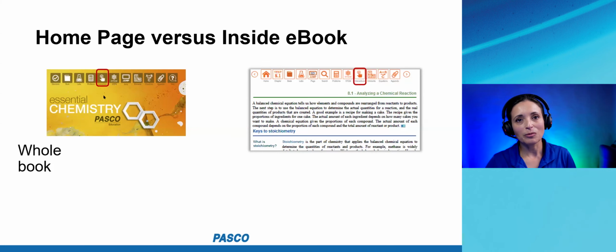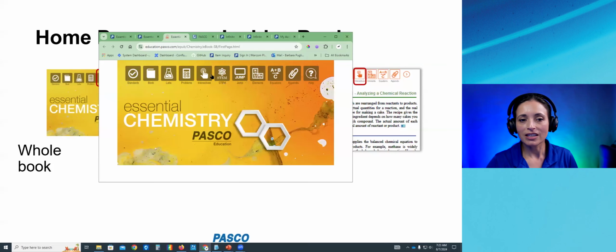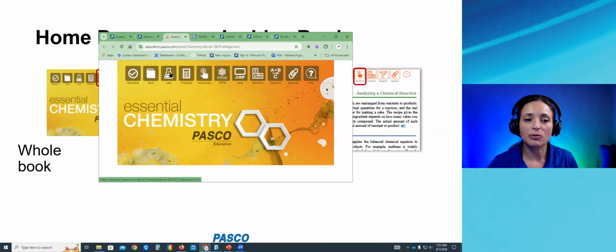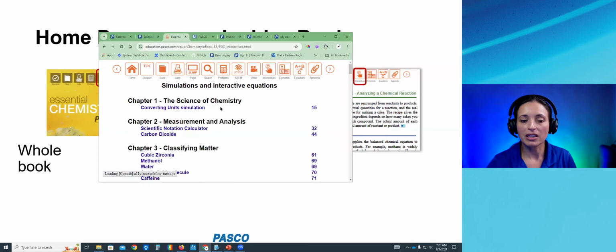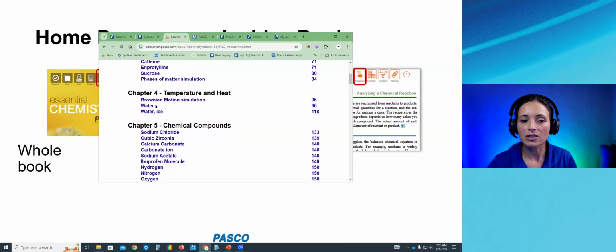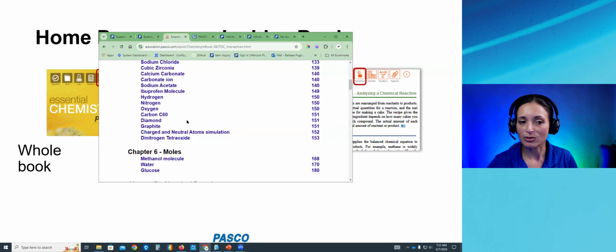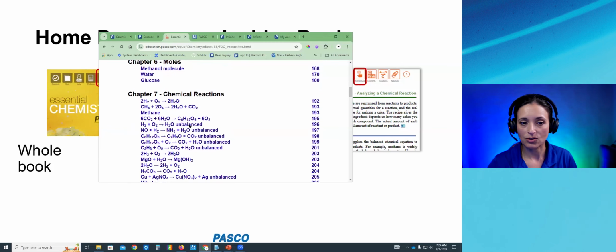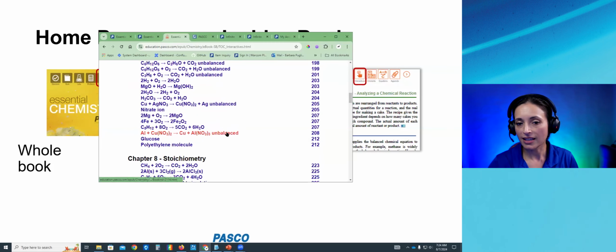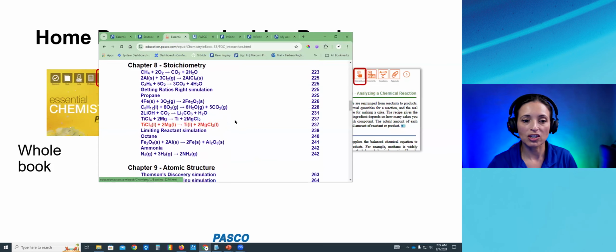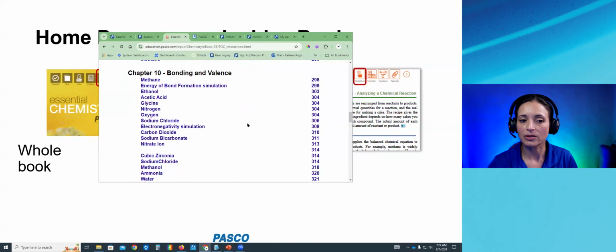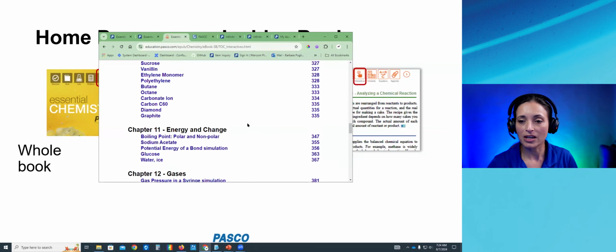But if I wanted to know what were the interactives in the entire book, the home page is the place you go to see what's there for the entire book. Here I am on the home page. I'm clicking interactives. Oh, here's all the chapters. Here are all the interactives available. And interactives are those things that students can click, play, do a simulation, look at an equation, look at a molecule. These are the whole book interactions.